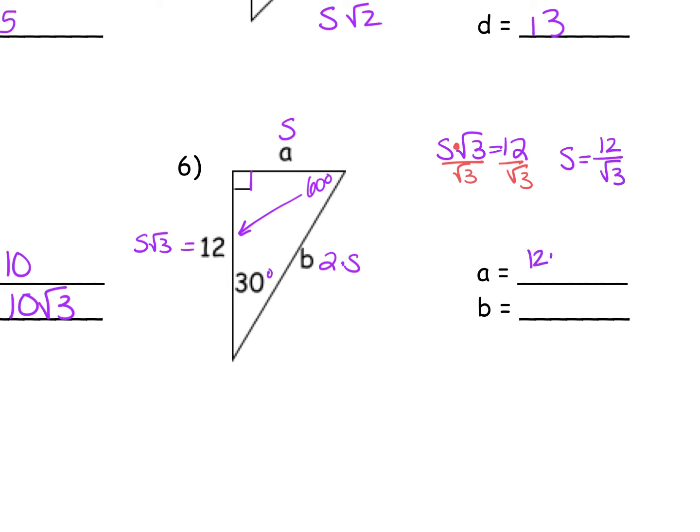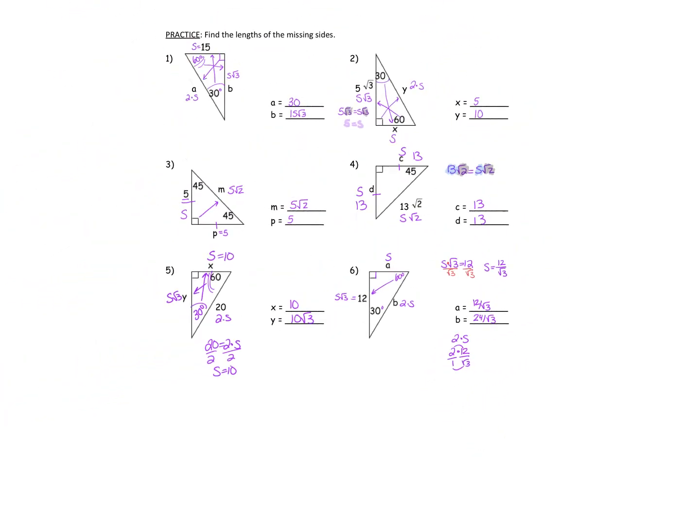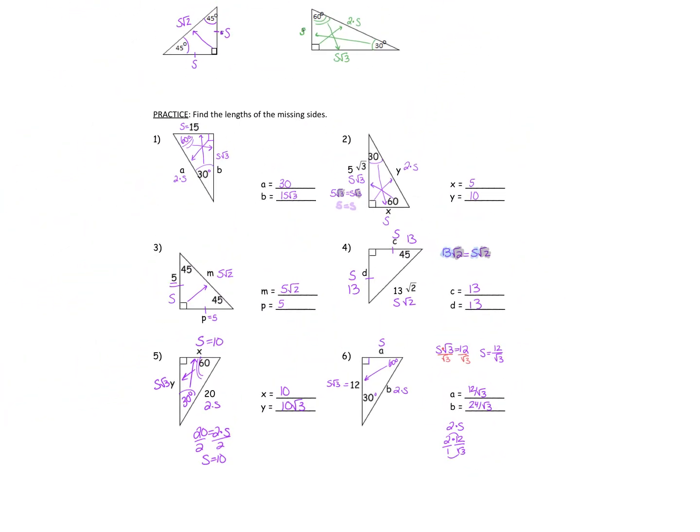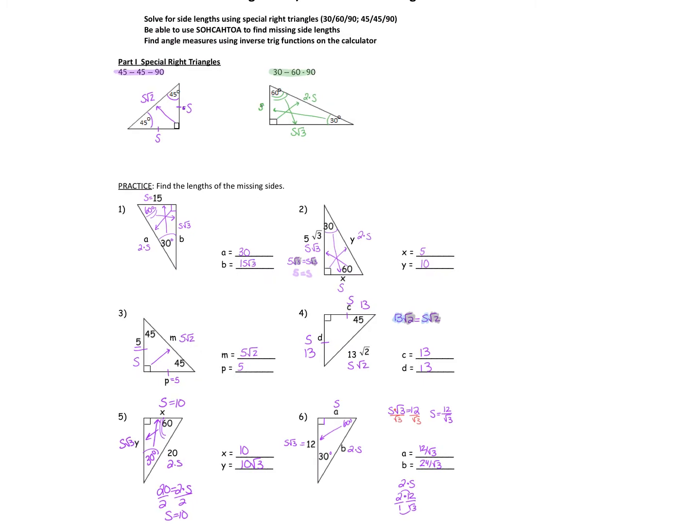And so that's going to be my a value. My b value is 2 times side. So that's going to be 2 times 12 over root 3. When we multiply a whole number by a fraction, we multiply the tops, we multiply the bottoms. So I end up with 24 over root 3. And so those are all my examples of how we use special right triangles.